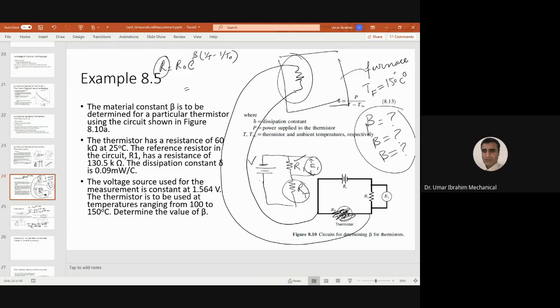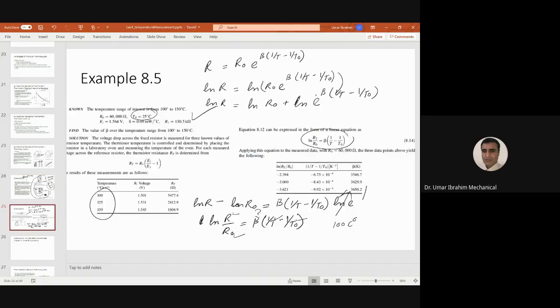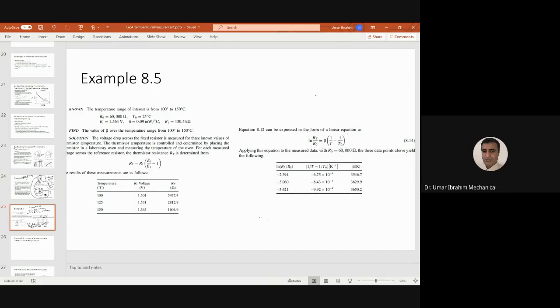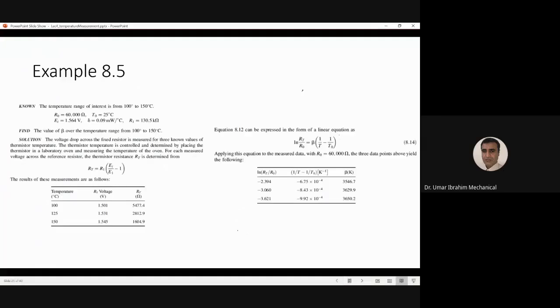Let's have a look at the problem. What things are given to us in the problem? Look at the problem. So in this problem, let me draw this one more time.